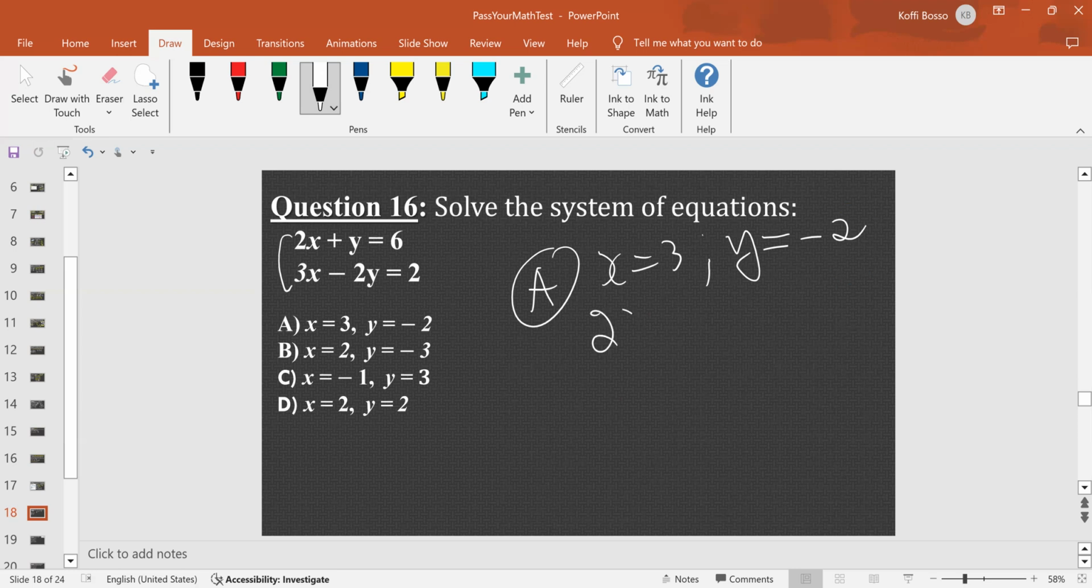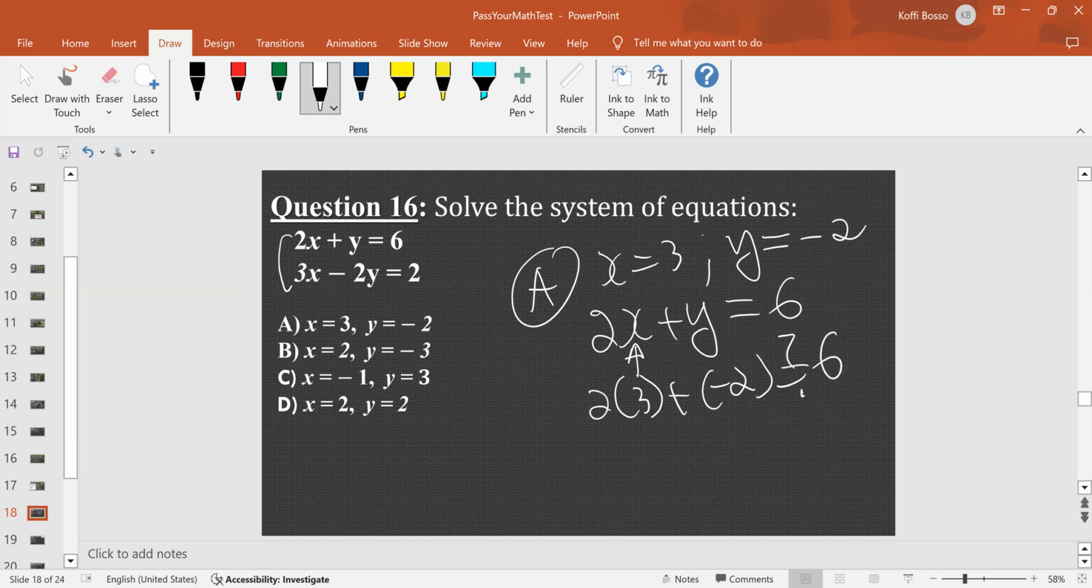So if you take 2x plus y equals 6, and you replace x here by 3, so 2 multiplied by 3 plus the y value is negative 2. Can we say that this is 6? No way. So because it doesn't work, okay, I don't need to check for the second equation. And you move to B. Do the same thing for choice B. Same thing for choice C. Same thing for choice D until you get the correct choice. Okay, so now the correct choice here is D.